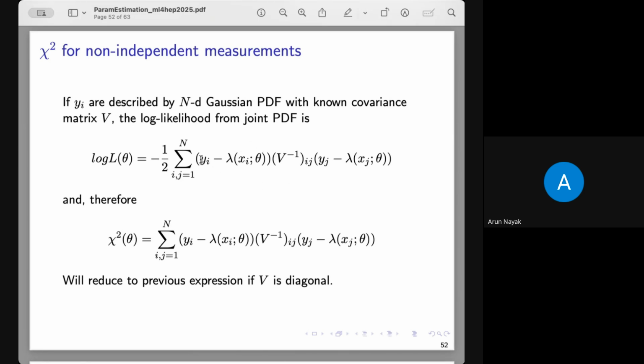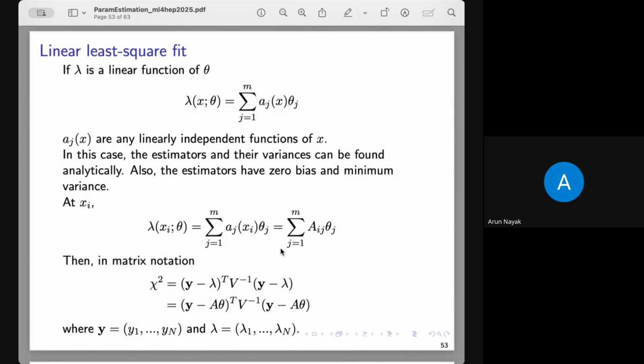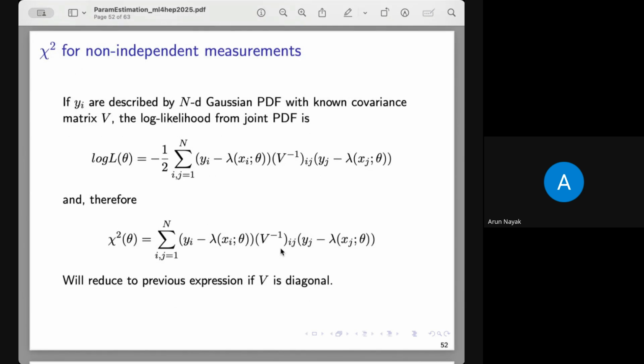Where you have yi minus lambda times the inverse of the covariance matrix times yj minus lambda. If you redefine this as chi-square, it will be the sum of this term excluding this part. This will reduce to the previous expression, if V is diagonal, then V inverse would be 1 over sigma i squared. So this is the definition for the chi-square function.